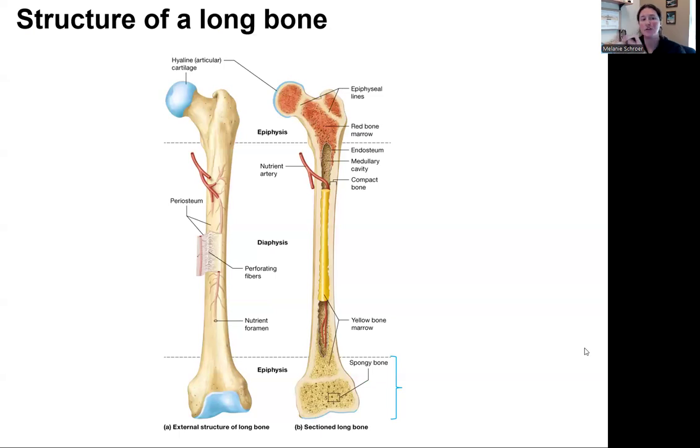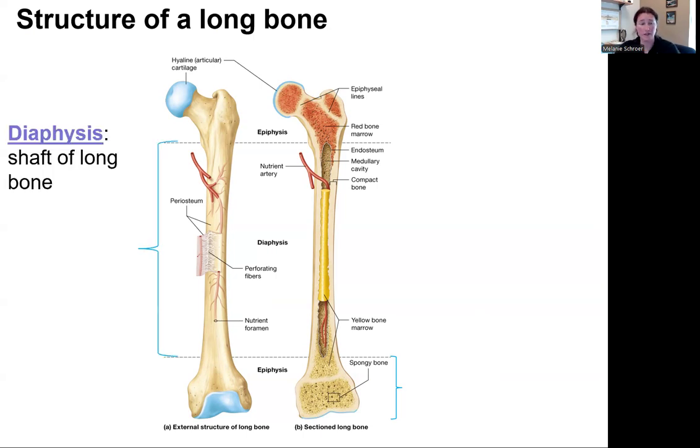Let's look at the structure of an entire bone. So in this case, a long bone. We have a lot of long bones within our body. So let's look at this characteristic set of structures of a long bone. This in particular is a femur, so your thigh bone.